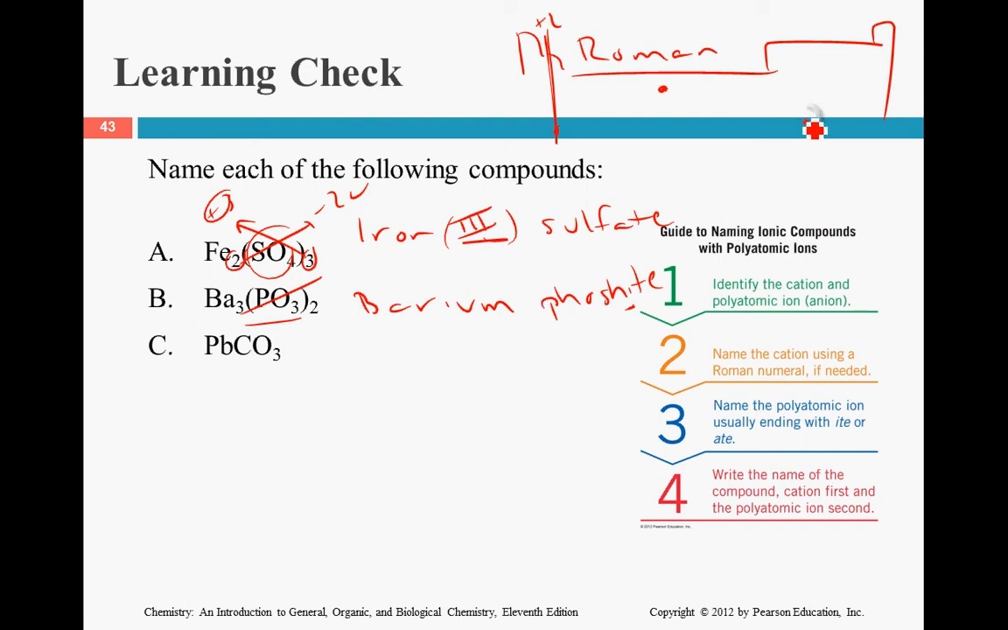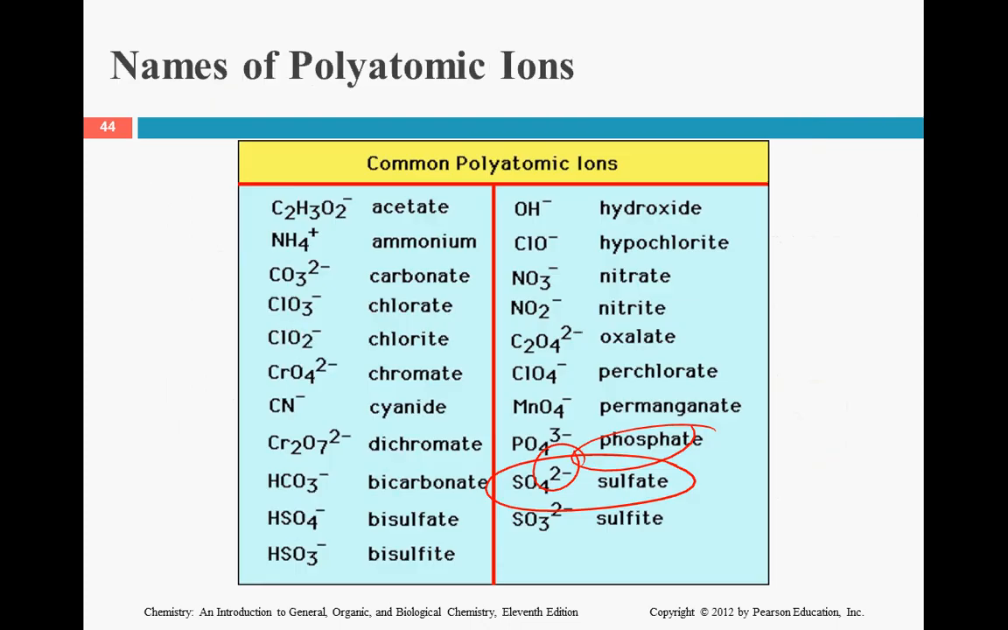Lead is right here. Even though it's in a tall row, it's one of those exceptions that I actually do need a Roman numeral. So I'm going to put in lead. Put a space for the Roman numeral. And I have to figure out what CO3 is. CO3 is right here. It's carbonate.